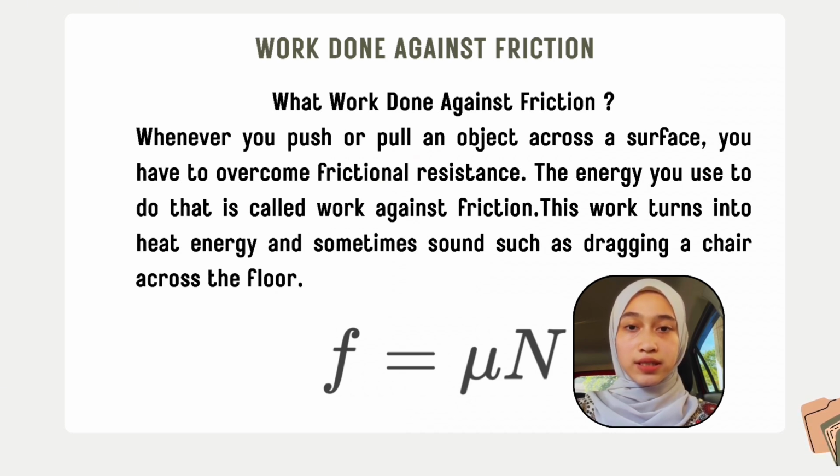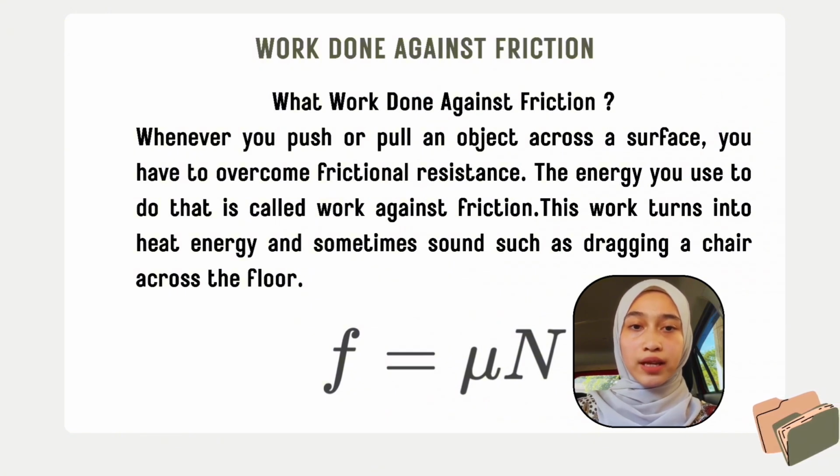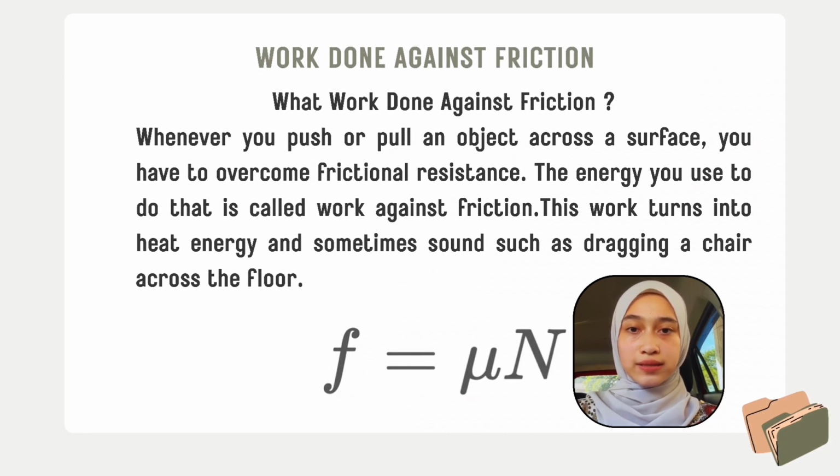This energy doesn't disappear, instead it is converted into heat and sometimes even sound, which is why you hear a scraping noise when moving furniture. The frictional force is calculated using this formula: F equals mu N, where mu is the coefficient of friction and N is the normal force, which is usually the weight of the object pressing down on the surface.